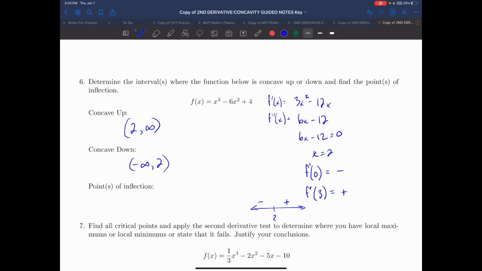And then it says, points of inflection. So this is where the second derivative changes sign. So the second derivative changed sign around x equals 2. So x equals 2 is a point of inflection.